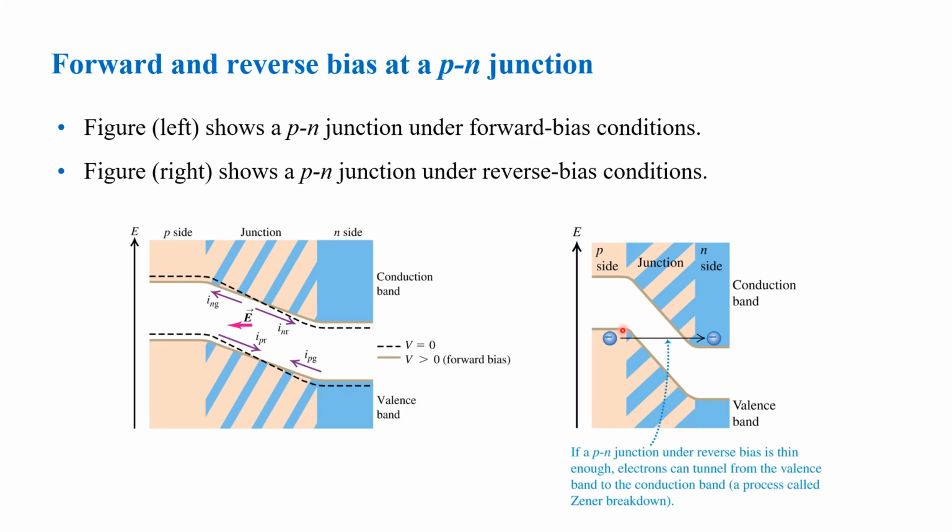And as you can see, there is an increase in this line here, as compared to this one here, so there's just a small slope. Here you have a greater slope. If a p-n junction in reverse bias is thin enough, electrons can actually tunnel from the valence band to the conduction band, and this is a process called Zener breakdown. So if an electron can tunnel by quantum tunneling, you actually create your Zener diodes.